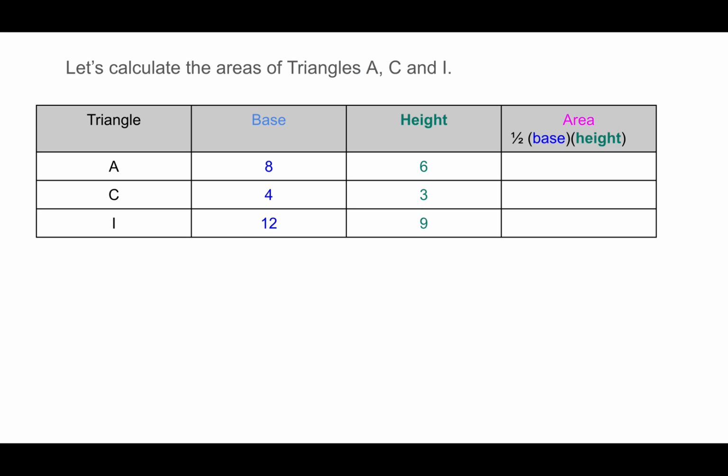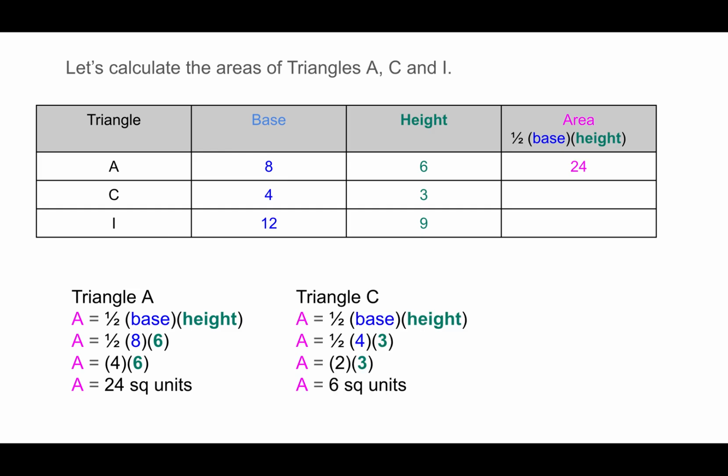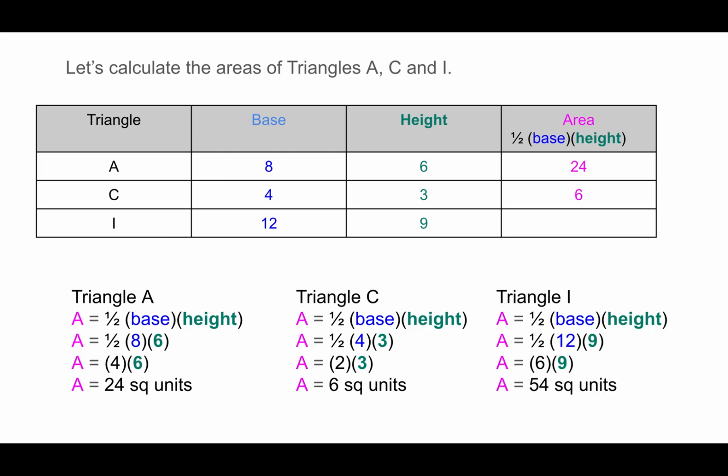Now we're going to calculate the areas of triangles A, C, and I. Remember, to find the area of a triangle is half the base multiplied by the height. So for triangle A, it's going to be 24 square units. For triangle C, it's going to be 6 square units. And for triangle I, it's 54 square units.